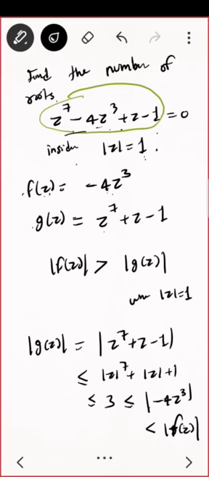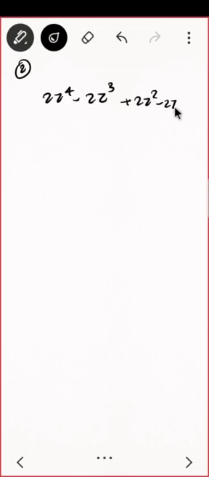Let us ask one more question related to this, the same question. Determine the number of zeros. Say the question is this: 2z raised to 4 minus 2z cube plus 2z square minus 2z plus 9. Determine the number of zeros of the function.